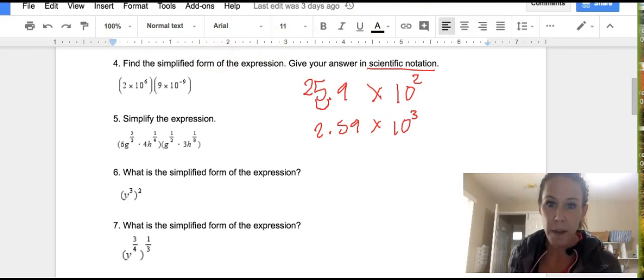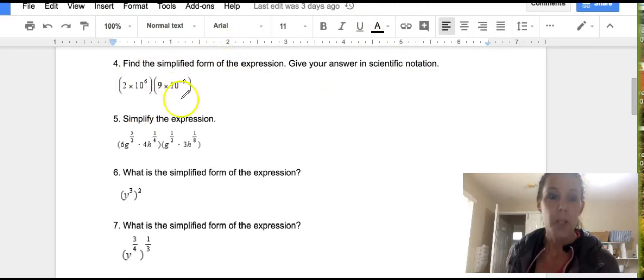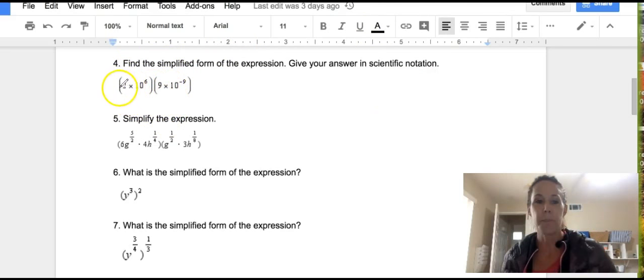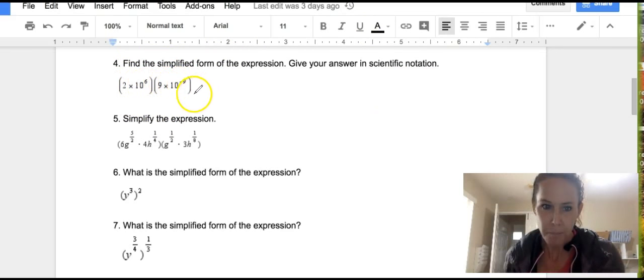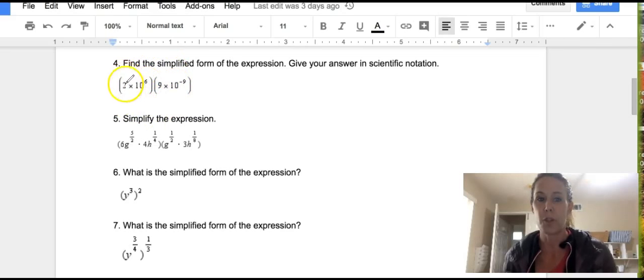So just make sure you're doing that. Now let's clear that off. That is not that problem. So when we do scientific notation, once again, everything is multiplied. Multiplication is commutative. We can switch this around. This is 2 times 10 to the 6th times, the parentheses mean times, 9 times 10 to the negative 9th. There are not addition signs here. We do not need to FOIL. This is all multiplied, so I can move this around.